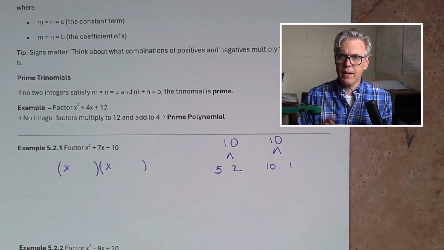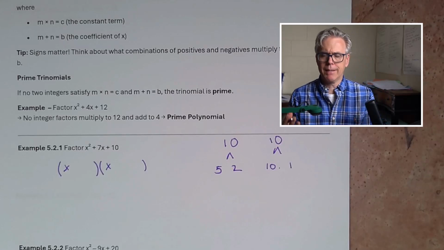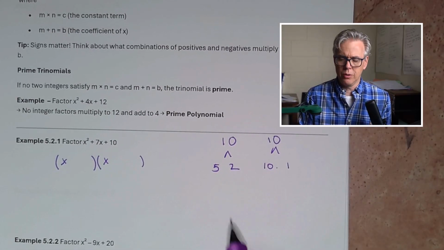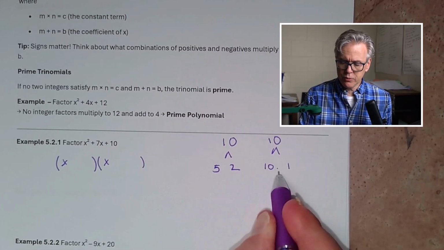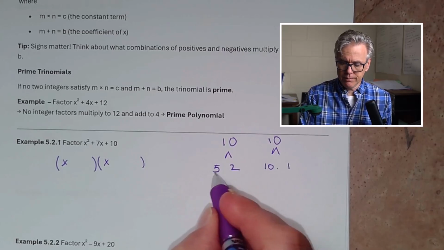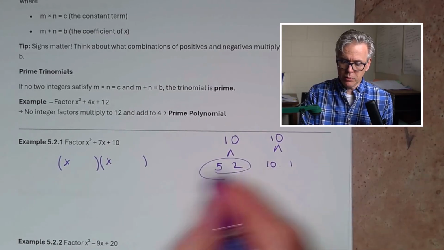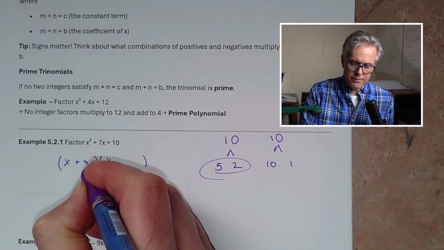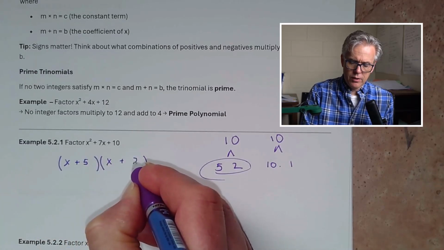There are various ways to organize these in tables to come up with these. I'm just going to use a little factor tree and just do it mentally. So which one of these sums to 7? Well, 5 and 2 sum to 7. So there are the ones I'm going to use. So this can be plus 5 and plus 2.